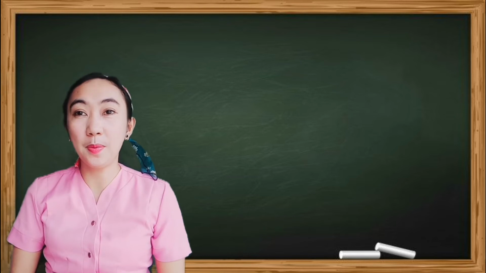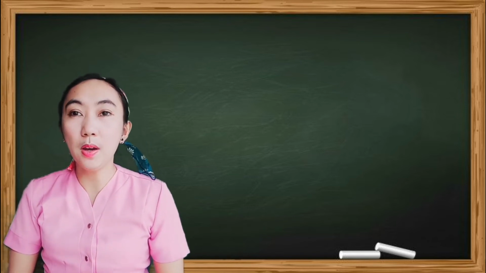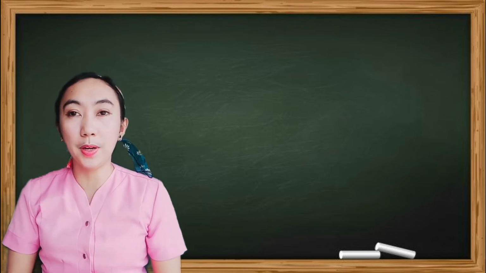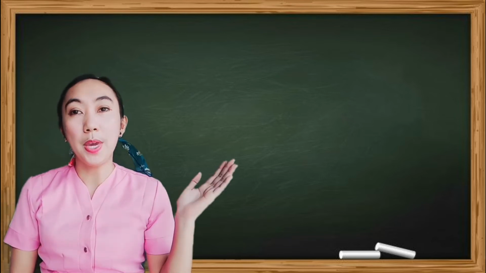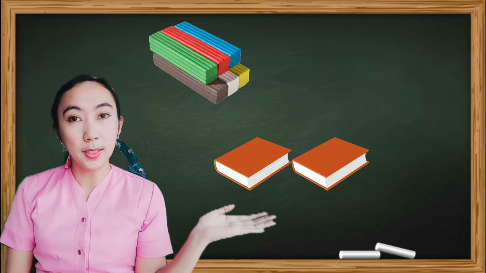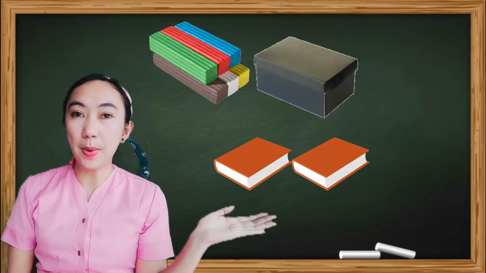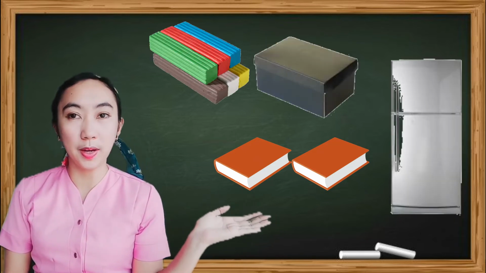So aside from the boxes of face shields and face masks, we also have the different examples of rectangular prism. We have books, modeling clay, shoebox, and refrigerator.